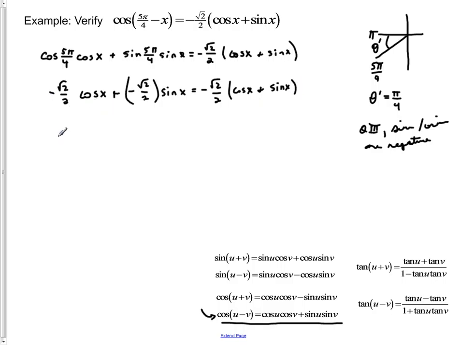We do a simple factorization on the left-hand side. We've got negative square root of 2 over 2 times cosine of x from here plus sine of x on the left-hand side. And that's exactly what we set out to prove. And so we are done with this one. Nice.